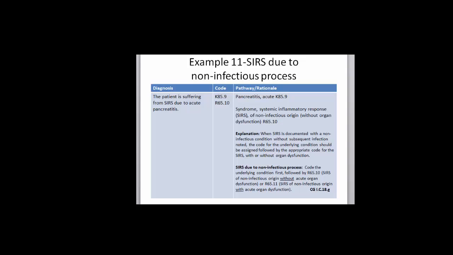So we're going to code the acute pancreatitis, and then we're going to code the syndrome of non-infectious origin, which is an R code. If there had been an organ dysfunction, we would be using R65.11. And I show the explanation and the coding guideline.